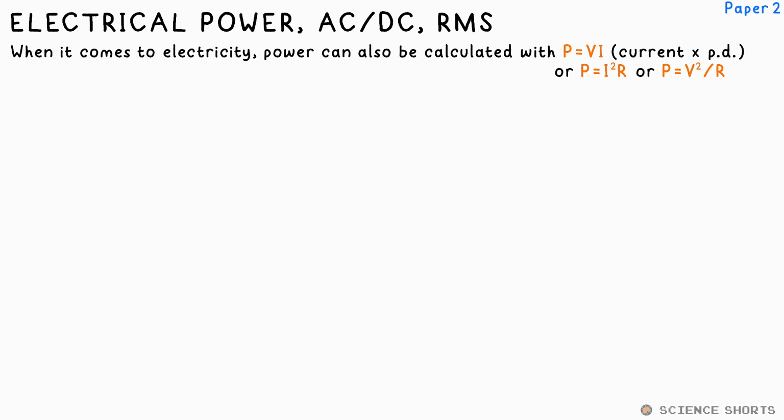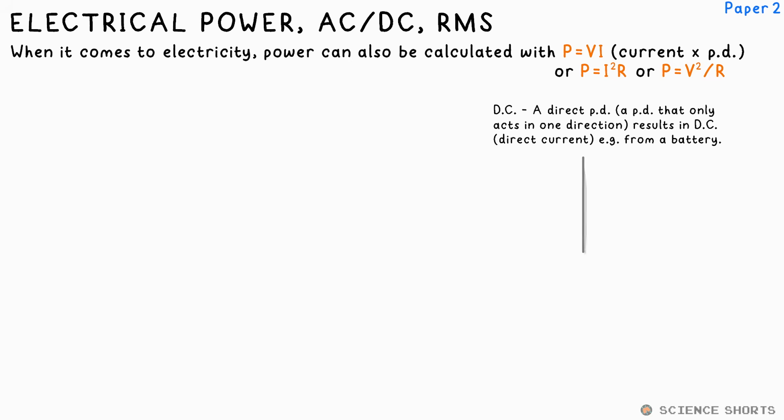Power is the rate of energy transferred, so energy divided by time. However, when it comes to electricity, P equals VI. A battery or cell produces DC, direct current. The PD and therefore current only ever point in one direction. Electronics need DC to work generally.